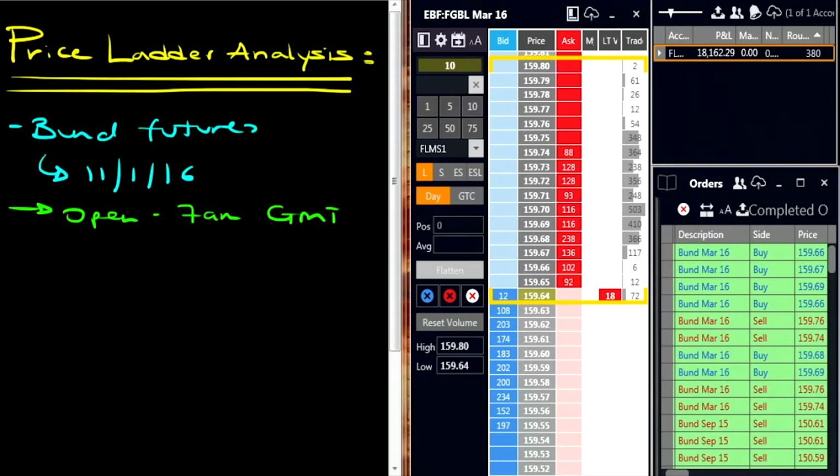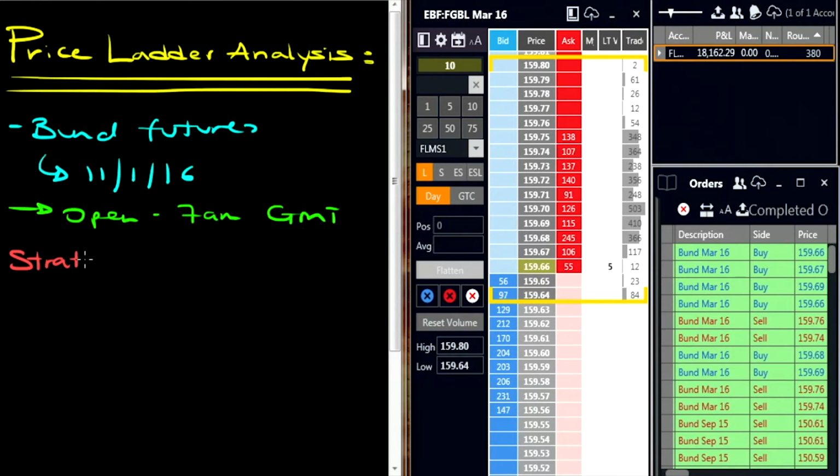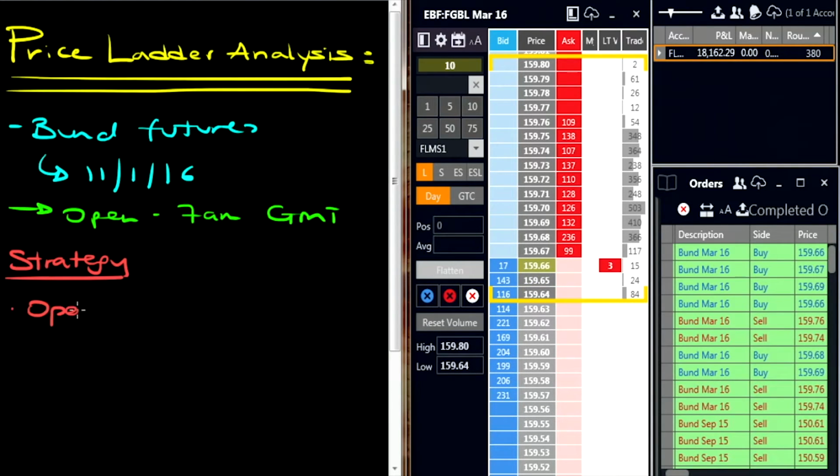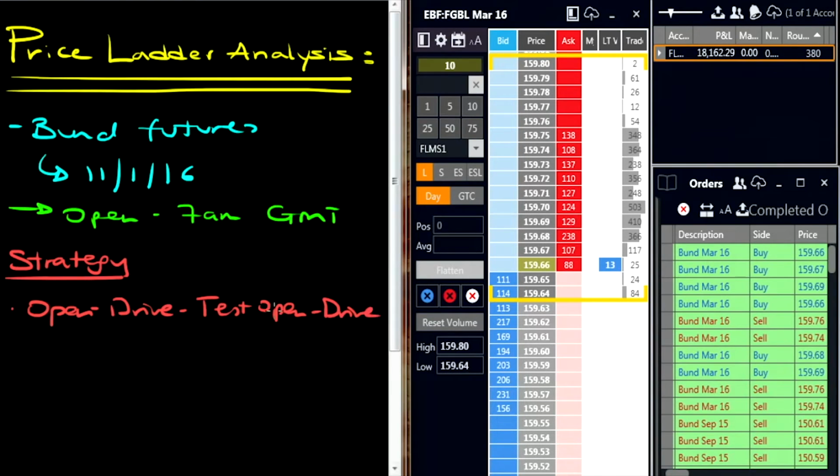And really what we're looking for, if we had to just outline the strategy very quickly. So in terms of strategy, like we said, what we're looking at is pretty much an open, a drive, then a test of the open, and then another drive again. If we had to give it a name, I don't really call it by this name, but you could if you wanted to: open, we drive, then we test the open, and then drive again. That's pretty much what we're looking for.